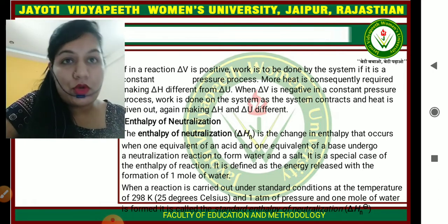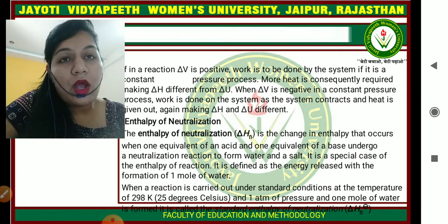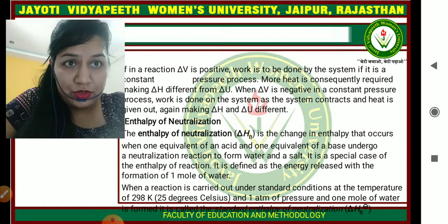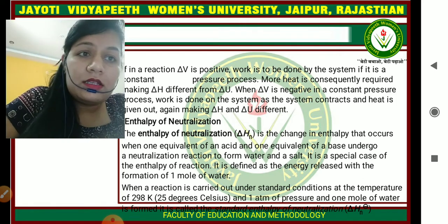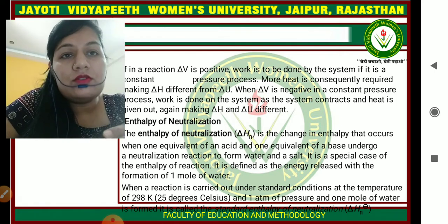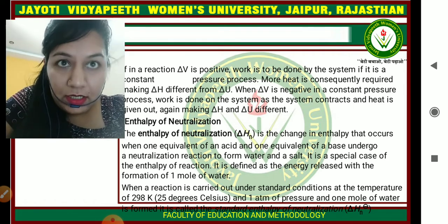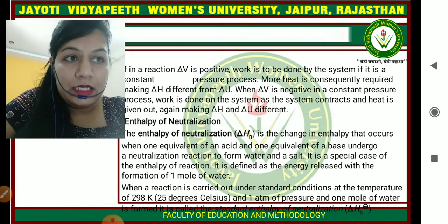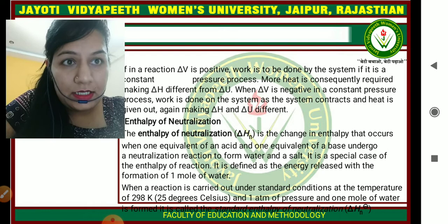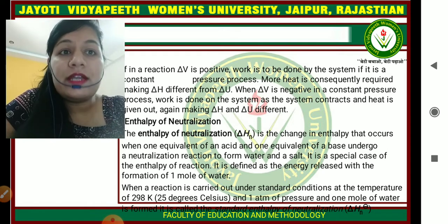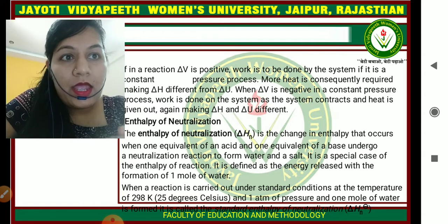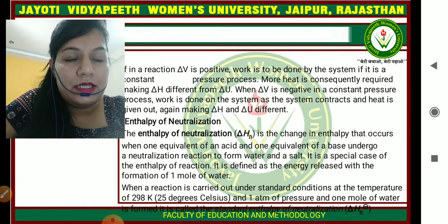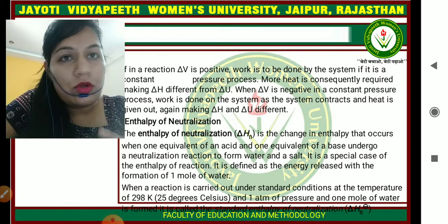Simply, neutralization is a process when H plus ions are neutralized by the OH minus ions. At that time some energy is released as heat. So in that context we have to learn about enthalpy of neutralization. So what is enthalpy of neutralization? The enthalpy of neutralization, denoted by del Hn, is the change in enthalpy that occurs when one equivalent of an acid and one equivalent of a base undergo a neutralization reaction to form water and a salt. It is a special case of enthalpy of reaction. It is defined as the energy released with the formation of 1 mole of water.